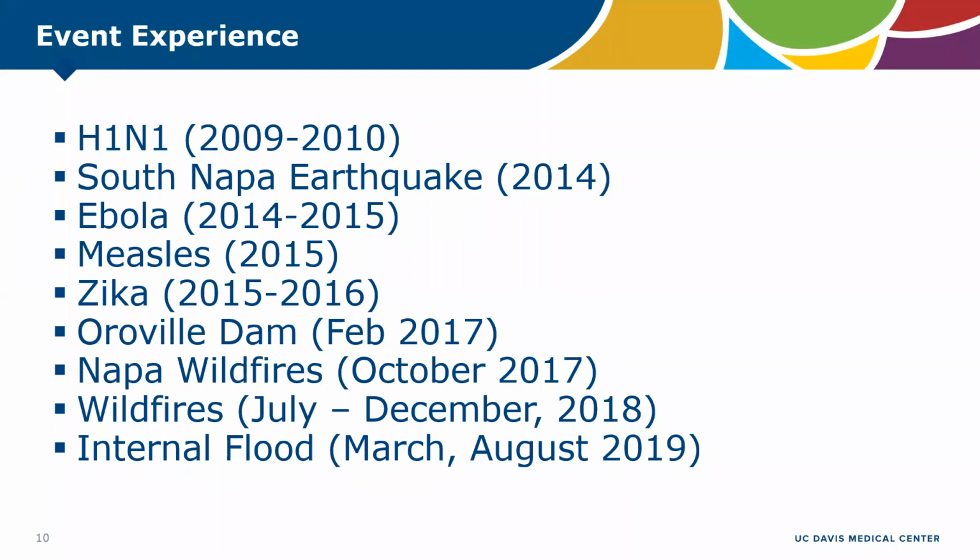And as I was going through thinking about all of the recent experiences, the wildfires that started in July, and really technically before that, and went all the way through December of 2018, had huge impacts across the state of California. It was the worst fire season ever. It was the deadliest. It was the most destructive. And it was all over the state.